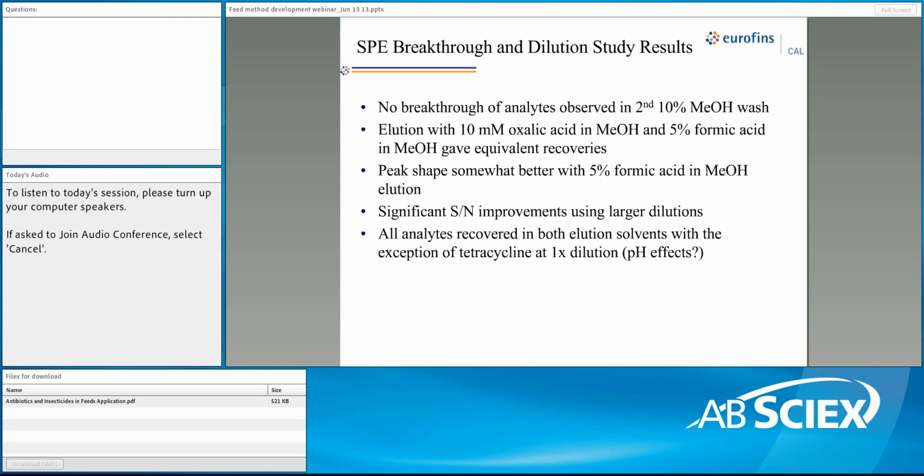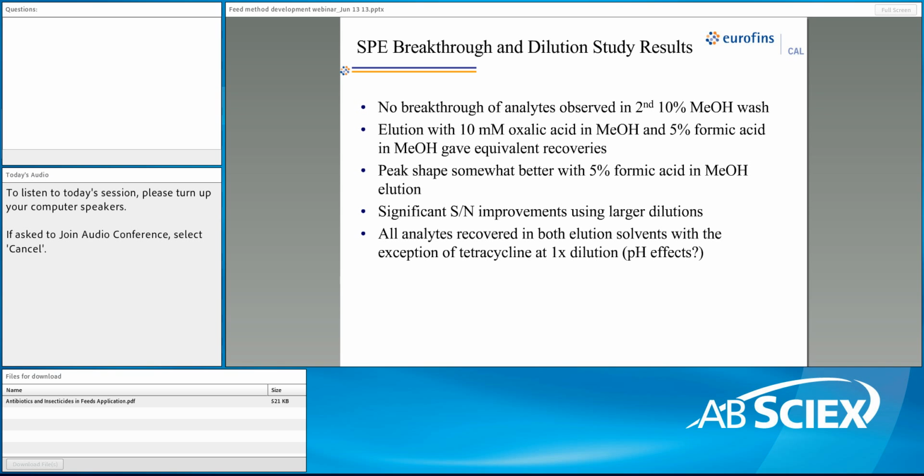We found that the elution in the oxalic acid in methanol and the formic acid in methanol gave equivalent recoveries. There really wasn't much difference there. We did find, though, that our peak shape using the formic acid was somewhat better than oxalic acid. So there was an impact on the chromatography, and so we decided in our final method, as you'll see towards the end, that we ended up going with formic acid, and this is one of the deciding factors.